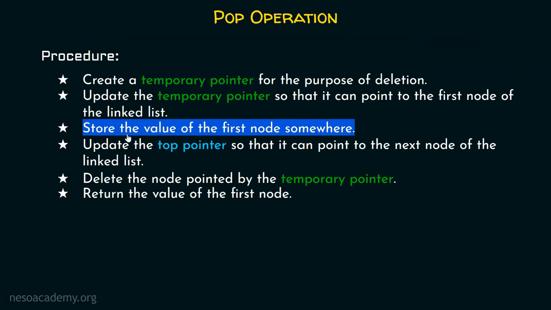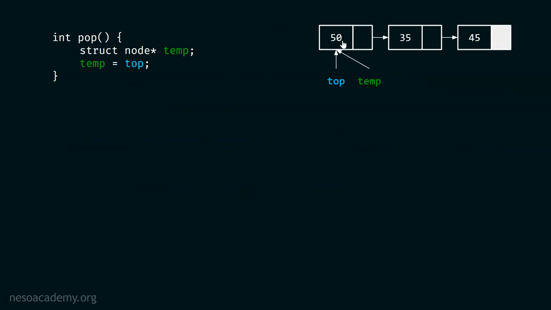After this, we must store the value of the first node somewhere, right? It is important to store this value somewhere before deleting this node, right? For this, we will use a variable called val. This is just a name, and I have declared this val over here.